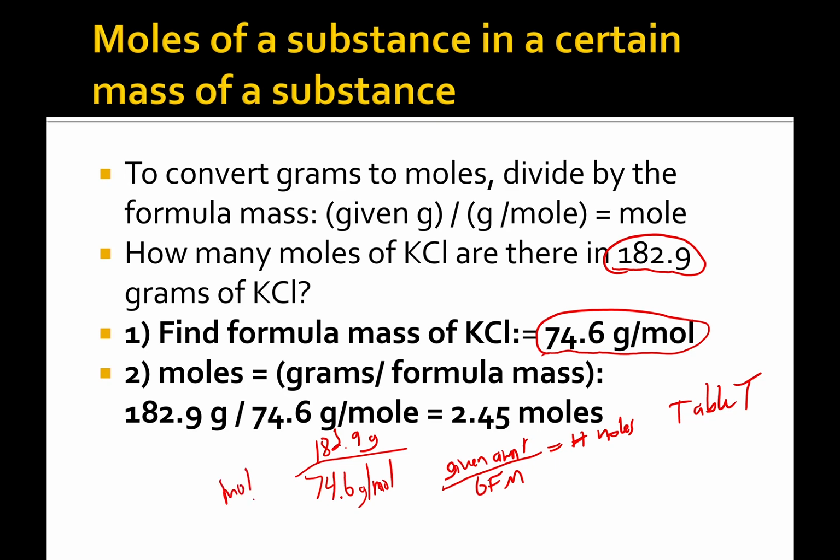And this here is going to be moles of KCl. And that's equal to 182.9 divided by 74.6. And this gives us a total of 2.45 moles. So that 182.9 grams is equal to almost 2.5 moles of potassium chloride.